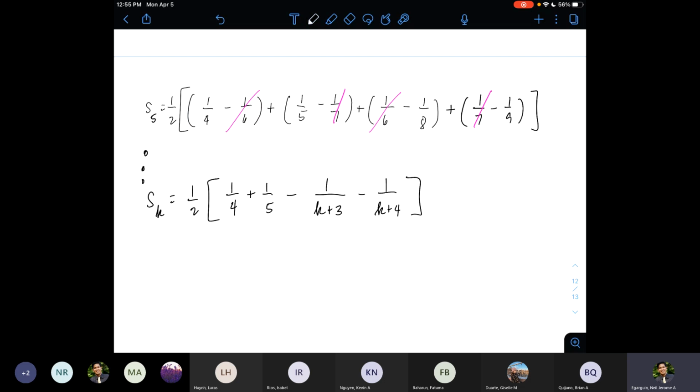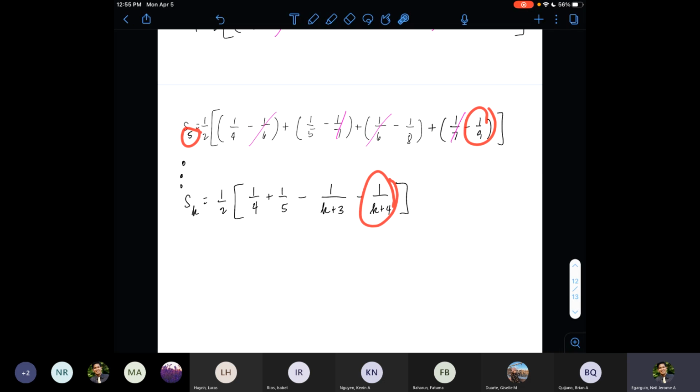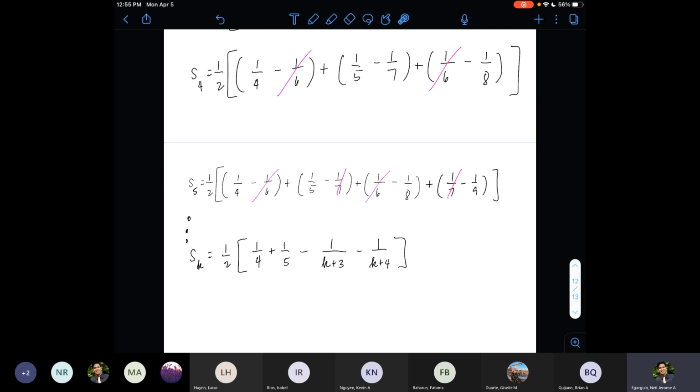Let's see if that pattern holds. When k is 5, this would be minus 1/8, which is what we got there. When k is 5, this is negative 1/9, which is what we got there. Let's check with S4 if my conjecture is right. When k is equal to 4, this would be minus 1/7. Oh yes, I got the 1/7 there. When k is 4, this is minus 1/8, and there we go. It seems that those really would be the 4 terms that will remain.